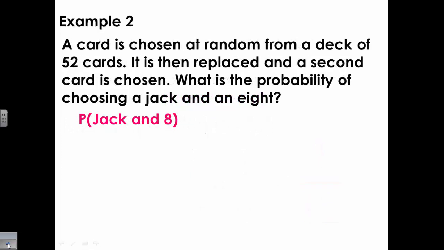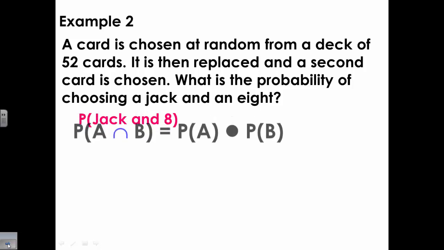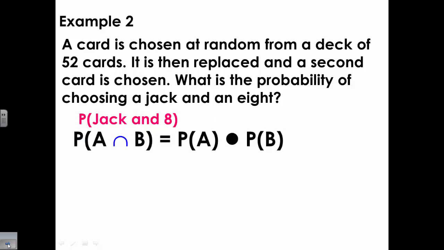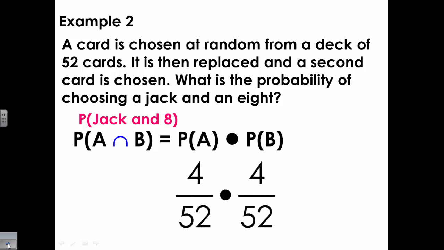A card is chosen at random from a deck of 52 cards. It is then replaced and a second card is chosen. What is the probability of choosing a jack and then choosing an 8? Keep in mind that once we choose the first card that we do replace it back into the deck. Use your calculator to simplify.